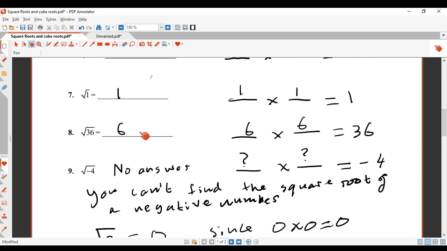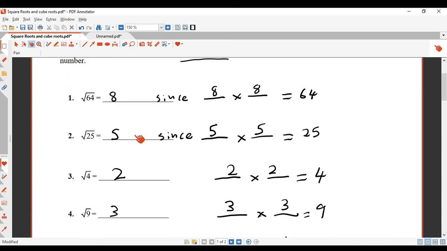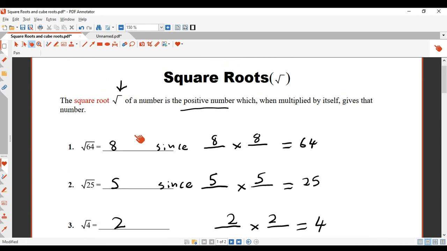Now, just to finish off here, a bit of a language thing here. The way that you read this, that says square root of 64. That's how you say it, the square root of 64.